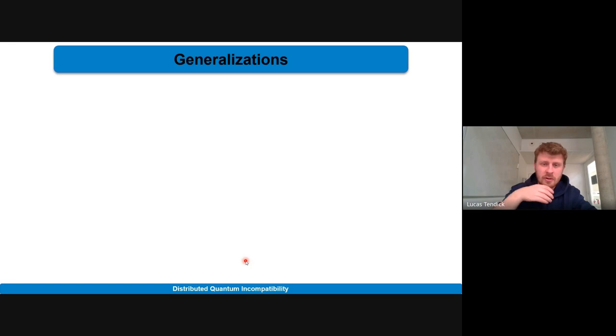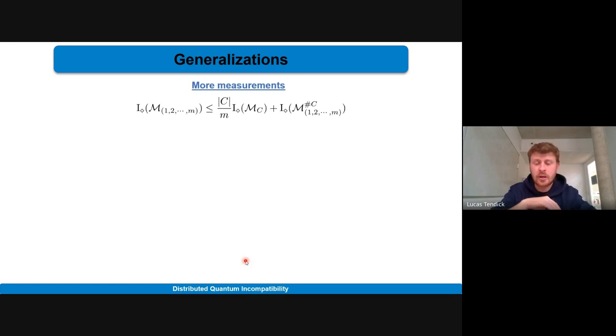Good. Let's talk about some generalizations on this slide here. First of all, we can look at more measurements. So if I have now M instead of three measurements, and I take a subset C with cardinality, here with the absolute value of C denoted, I can derive a similar bound like this. And I'm not limited to adding one measurement, I can just look at M measurements and the subset C out of it.